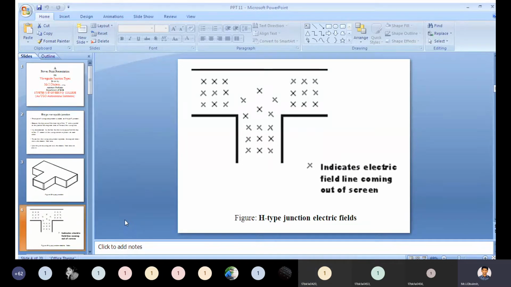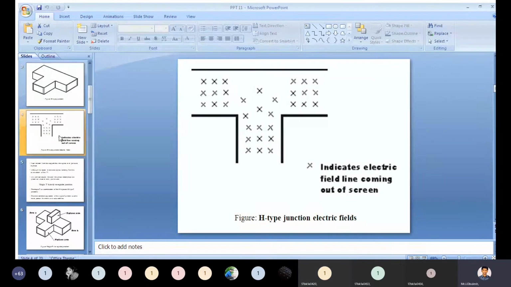The electric field lines are shown using the traditional notation. A cross indicates a line coming out of the screen, whereas a dot indicates something else. So here we are marking the cross marks, which indicate an electric field line coming out of the screen. But if you want to, you can use dots also, no problem. A dot indicates an electric field line going into the screen. Here we are taking two symbols. The first one is the cross mark.